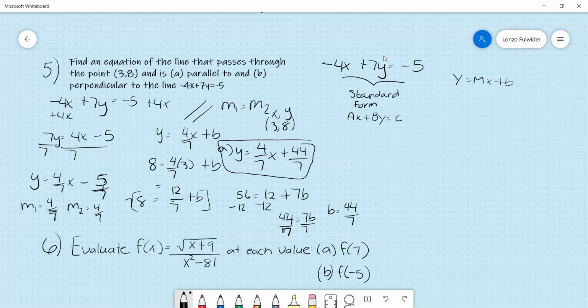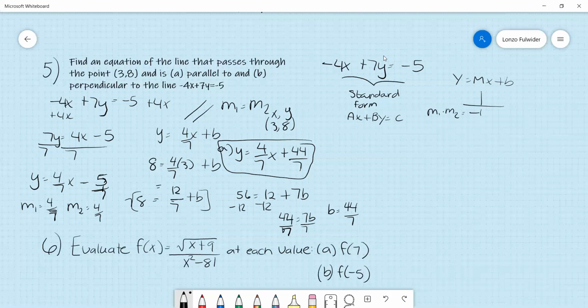So for lines that are perpendicular, the rule says that in order for something to be perpendicular... Let's see. I guess I have to do this. I didn't do the perpendicular, so I'm going to do this with you guys. So in order to be perpendicular, m1 times m2 should be, the outcome should be -1.